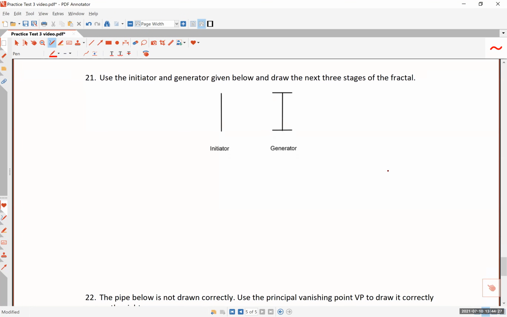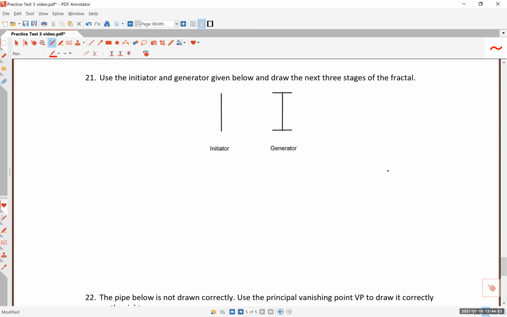All right, we only have a couple more problems here. Number 21, use the initiator and generator given below to draw the next 3 stages of the fractal. I'm going to do this by hand, and because that's what you will be doing on your exam. I guess you can use a straight edge and make it really neat, but you don't have to.